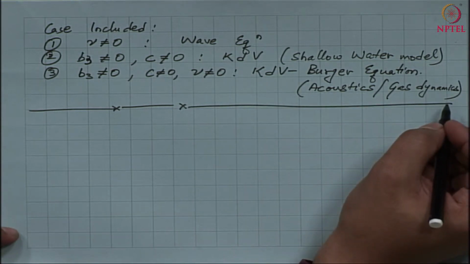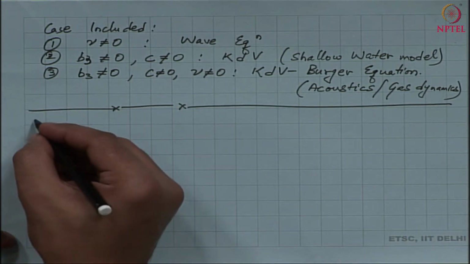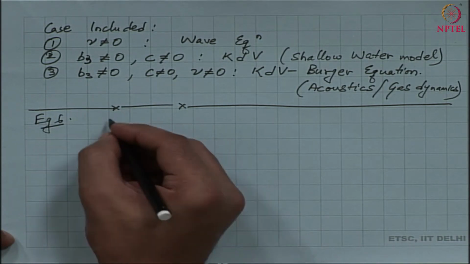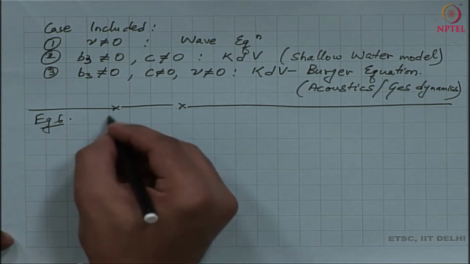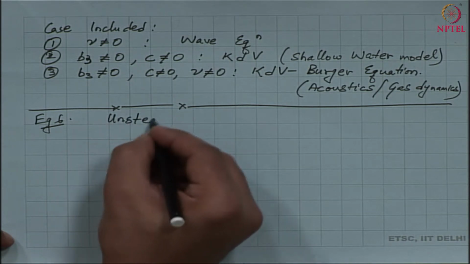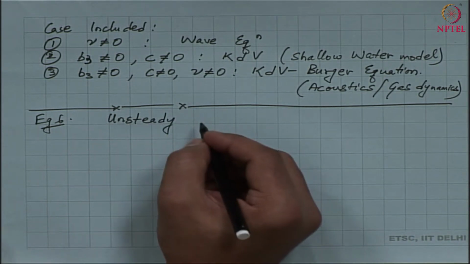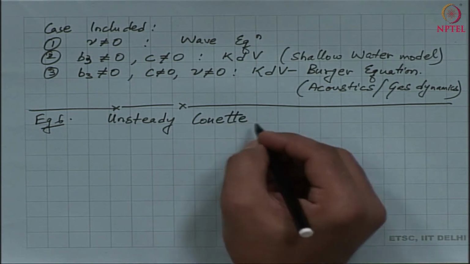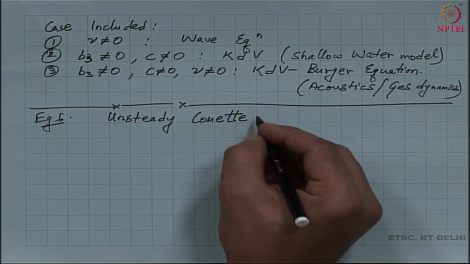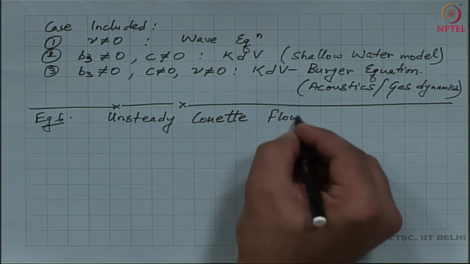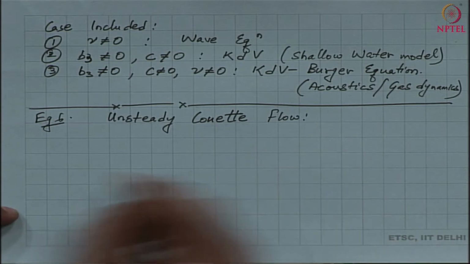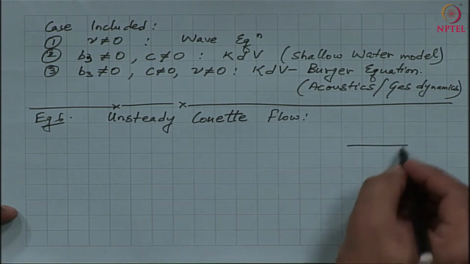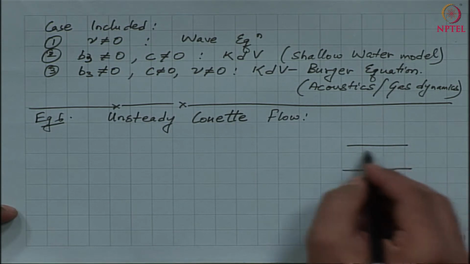So, the second example is, well, this particular example will be for another fluid flow case, that is the unsteady Couette flow. Okay. So, let me just briefly highlight what is this Couette flow. So, the unsteady Couette flow. Okay. So, suppose we are given a pipe, and pipe in 2 dimensions.